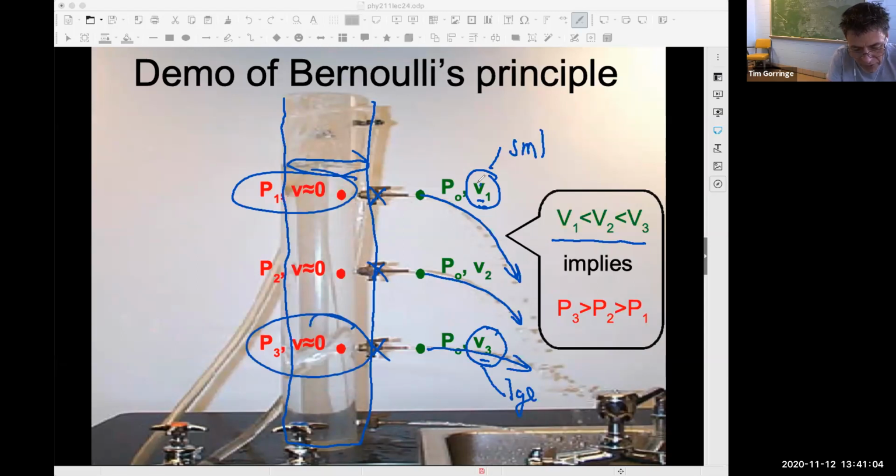We're seeing low speed here upstairs. We're seeing high speed here downstairs. That means we're inferring lower pressure upstairs here and higher pressure downstairs here.